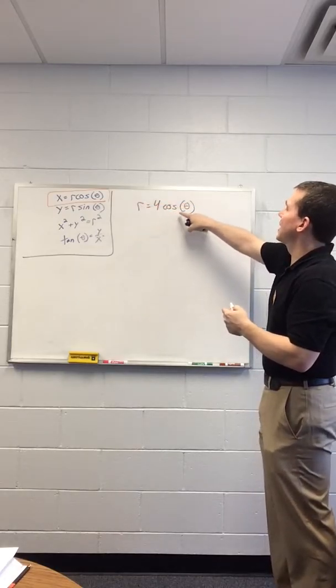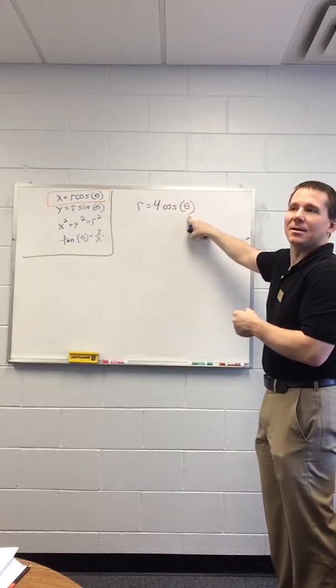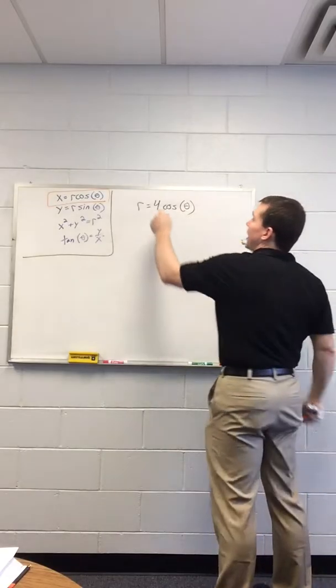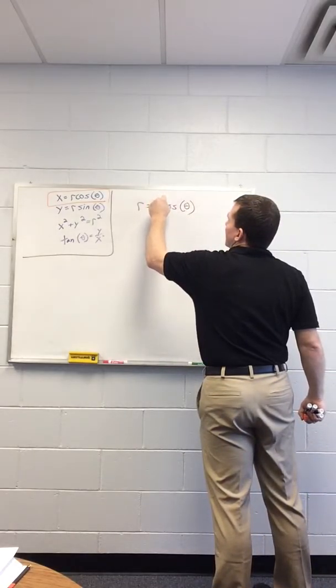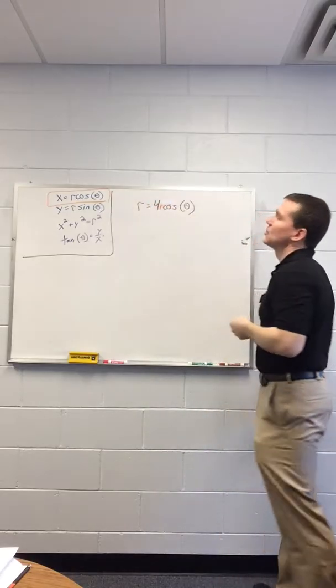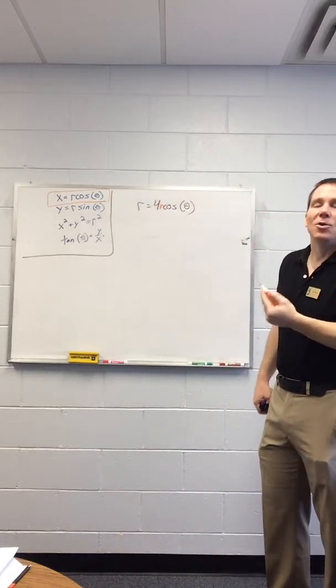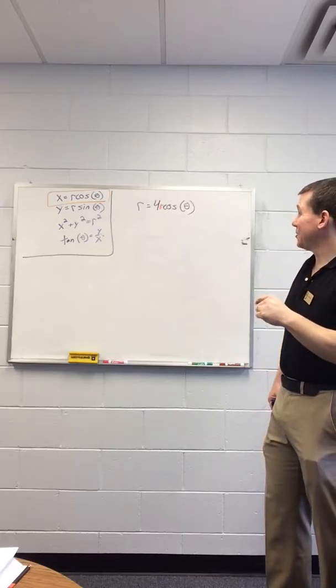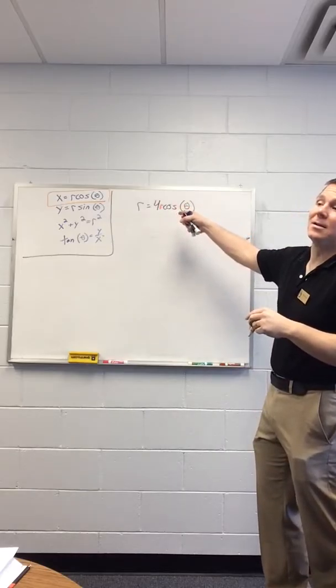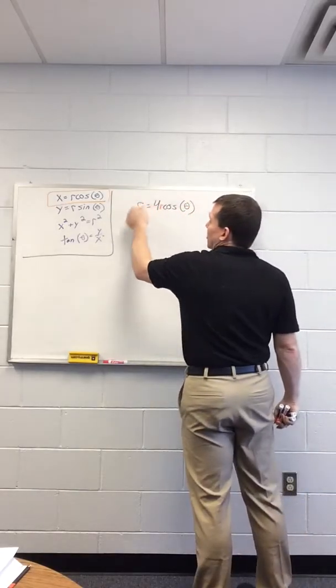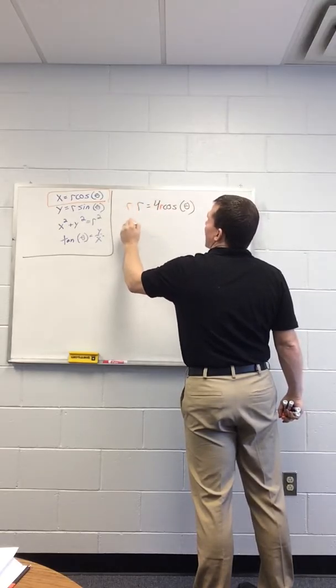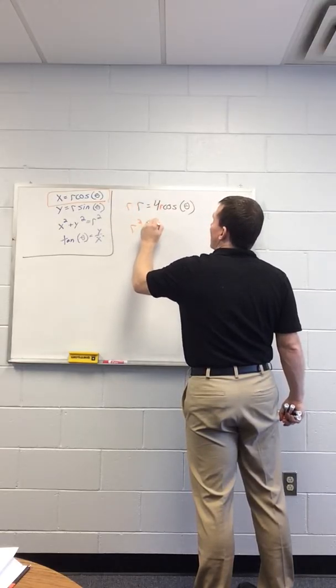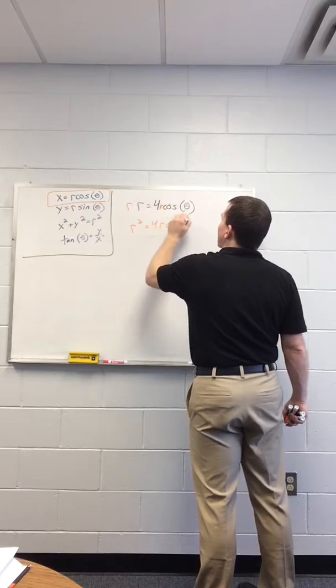I don't have r cosine theta, I just have cosine theta. So, multiply it by r. Just stick an r right there. Now I have r cosine theta. You guys know your algebra. I can only multiply an r on the right if I do the same thing on the left. So multiply an r over here. Then I get r times r squared equals 4 r cosine theta.